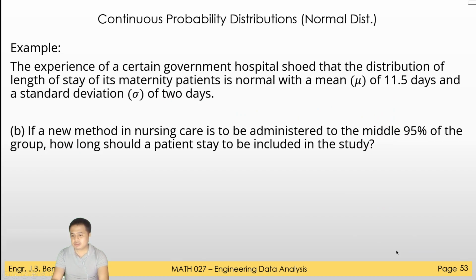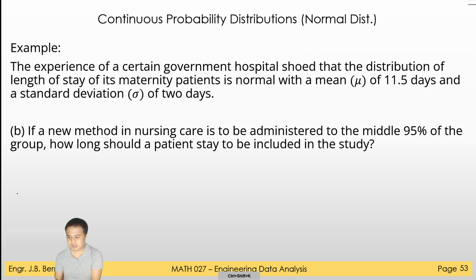If a new method in nursing care is to be administered to the middle 95% of the group, how long should the patient stay to be included in the study? So what is this now? Okay. So in the middle 95% of the study, what does that mean?